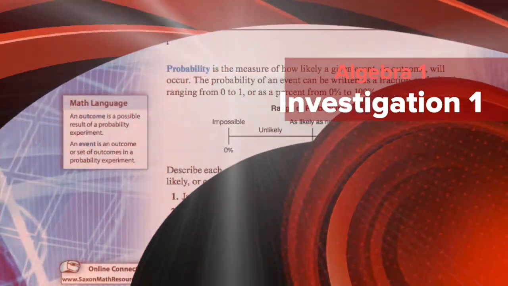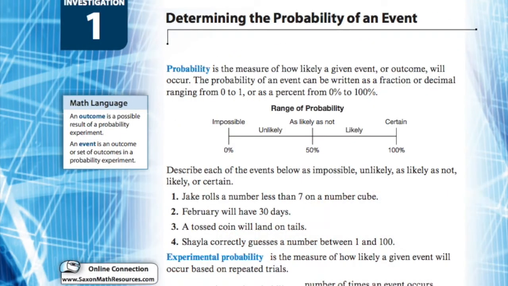Investigation 1, determining the probability of an event. This is found on page 53 in your textbook or on your online textbook. Thanks for following along. Probability is the measure of how likely a given event or outcome will occur.